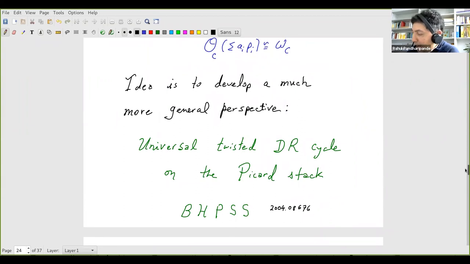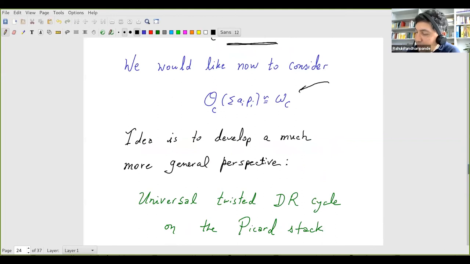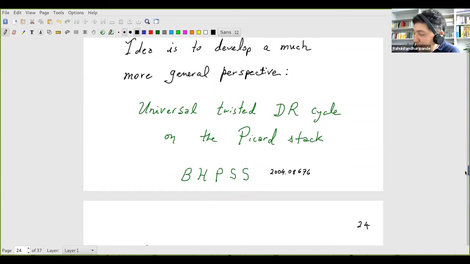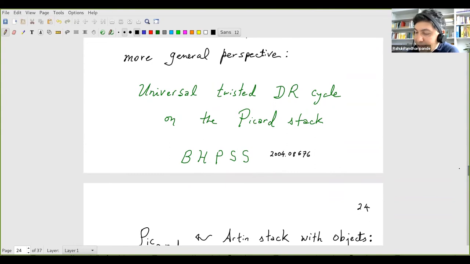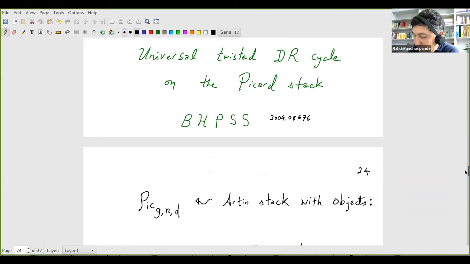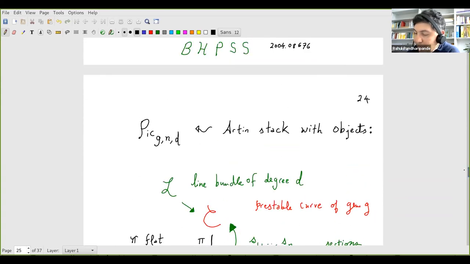But the idea in the most recent paper, the one with these five authors that I mentioned, is to think about the problem from a more general perspective, where we consider not just this kind of equation, but all linear equivalences on the Picard stack. And what comes out of that is some universal calculation. And that's actually the essential thing to do. And I want to explain what this universal calculation is. So that calculation should be on the Picard stack.